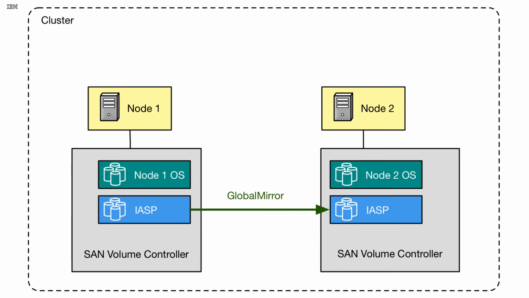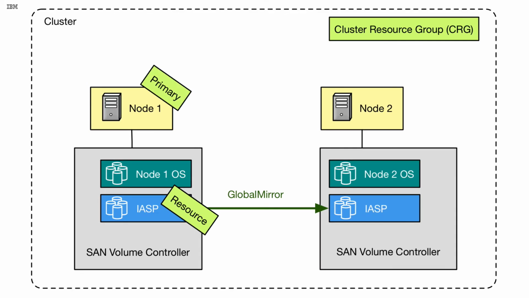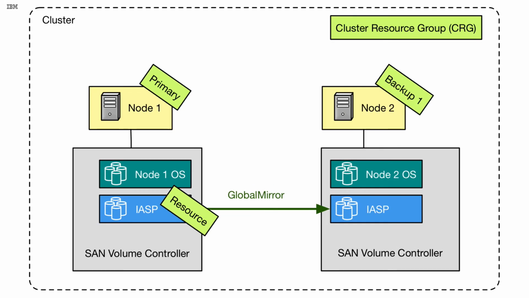In our demo today, we're going to be using Global Mirror, but the switchover process is the same regardless of the underlying technology. In order to manage switching of our IASP, the cluster provides something called a Cluster Resource Group, or CRG. This tells us who is currently the primary node and owns the resources, and what system or systems are the backup systems and in what order. This really provides the mechanism for controlling switching.